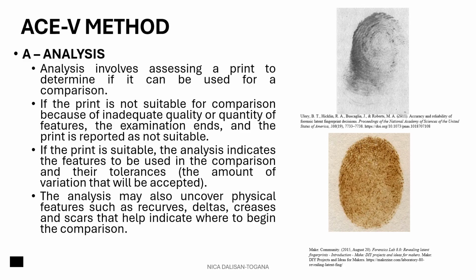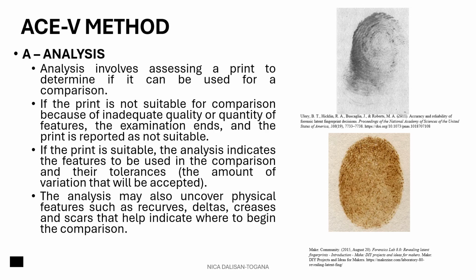The analysis stage is the first step in the ACE-V method, where the fingerprint examiner closely examines the fingerprint to understand its quality and identify distinguishing characteristics. This stage is crucial because it lays the foundation for accurate comparison and evaluation. In the analysis stage, the examiner undertakes several specific steps.